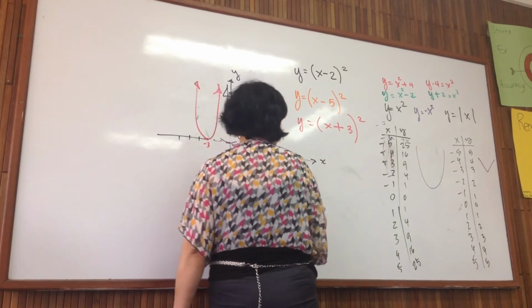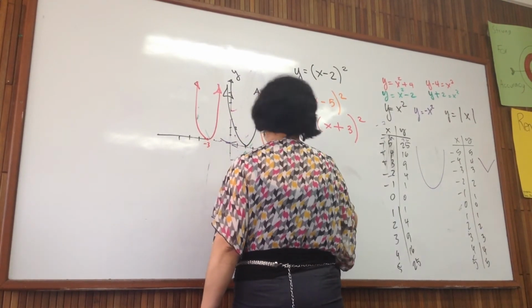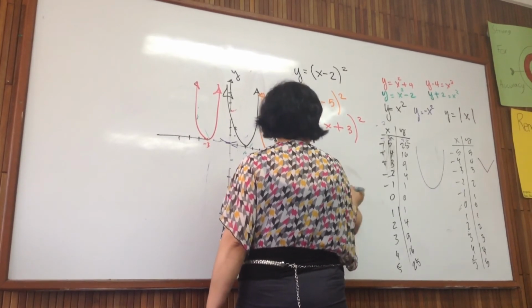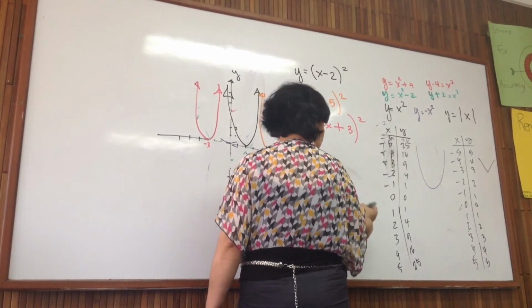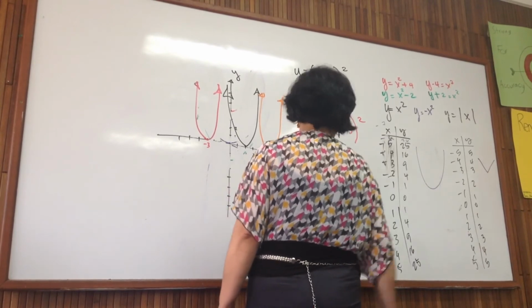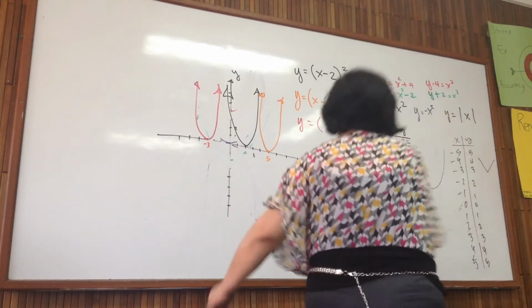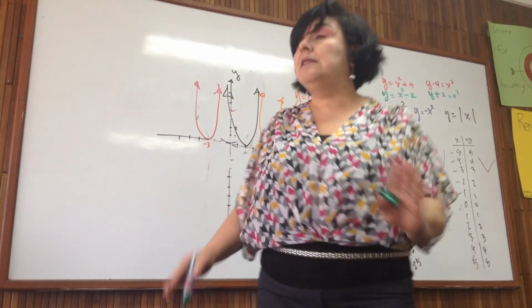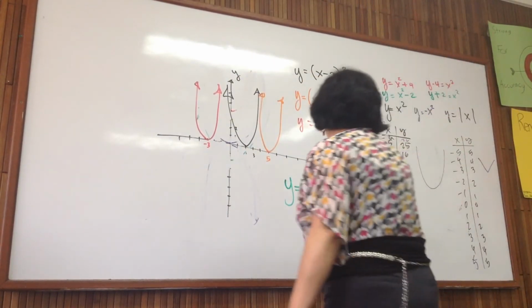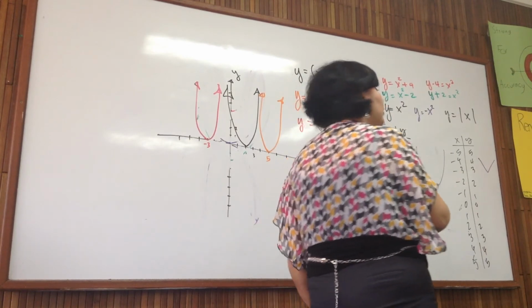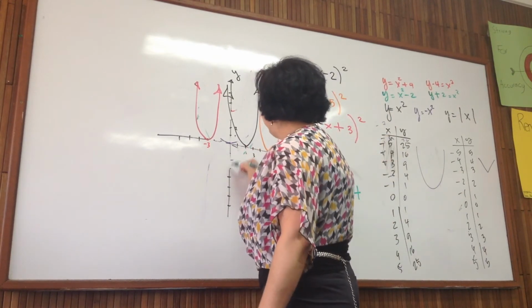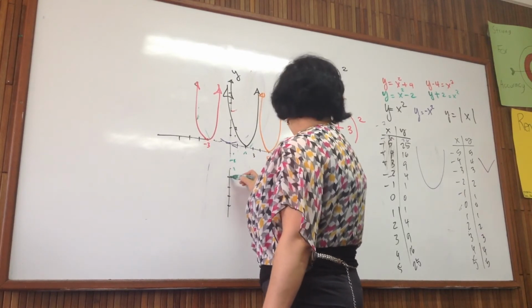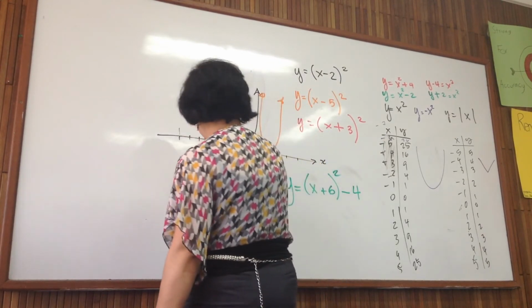So, just to clear that up, what would happen if I have something like this? Y equals x plus 6 squared minus 4. It's still telling you to move 6 in the x, and minus 4 in the y. So it's going down. So it's going to be minus 4, 1, 2, 3, 4 here, and then the x, 6 in this direction, here.